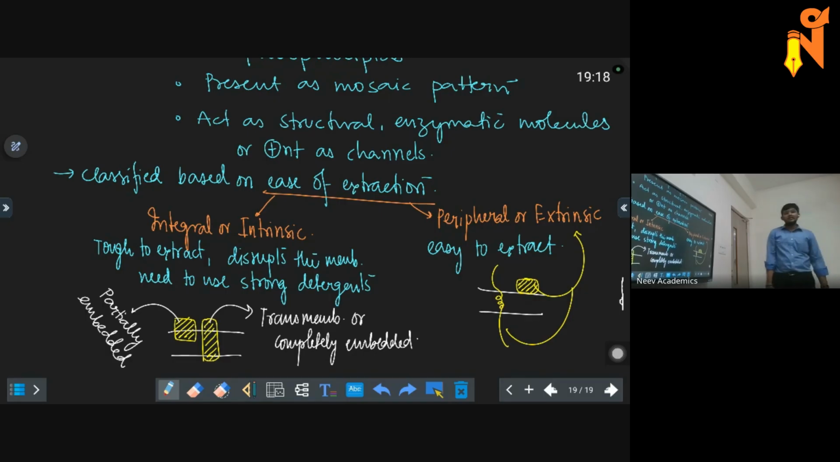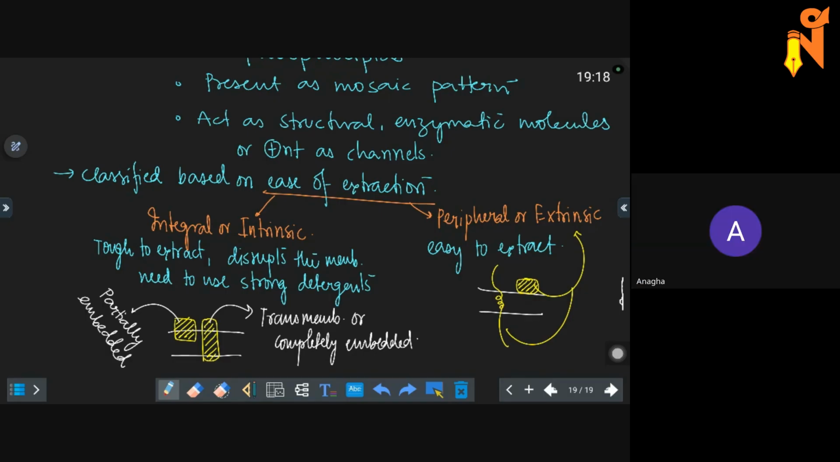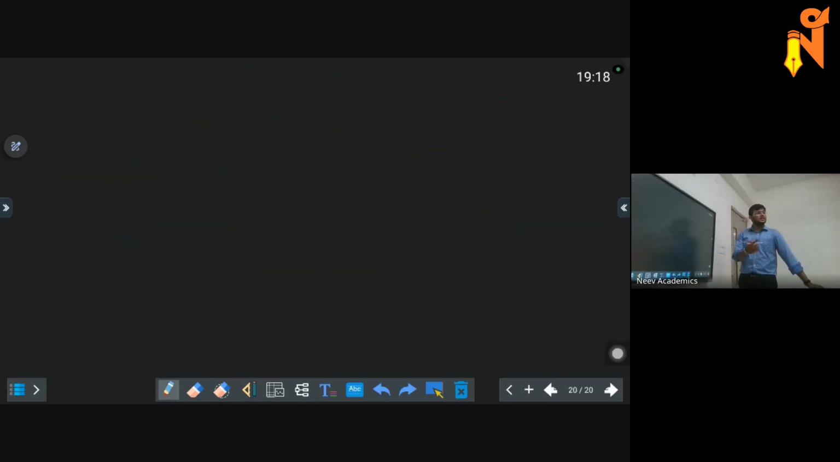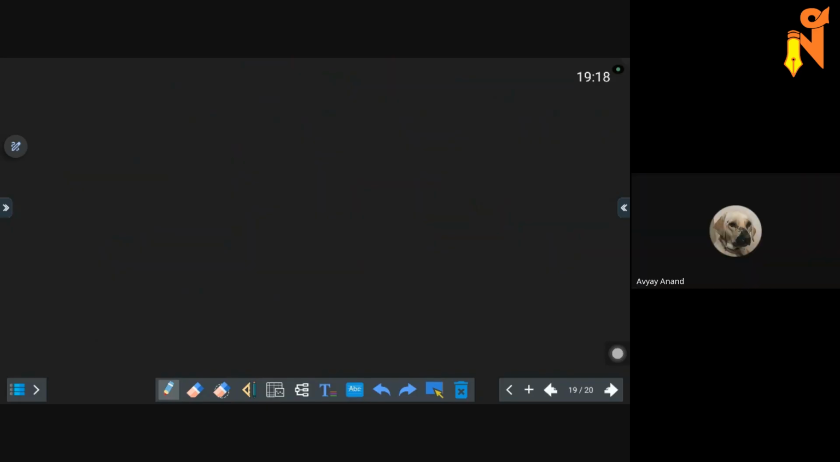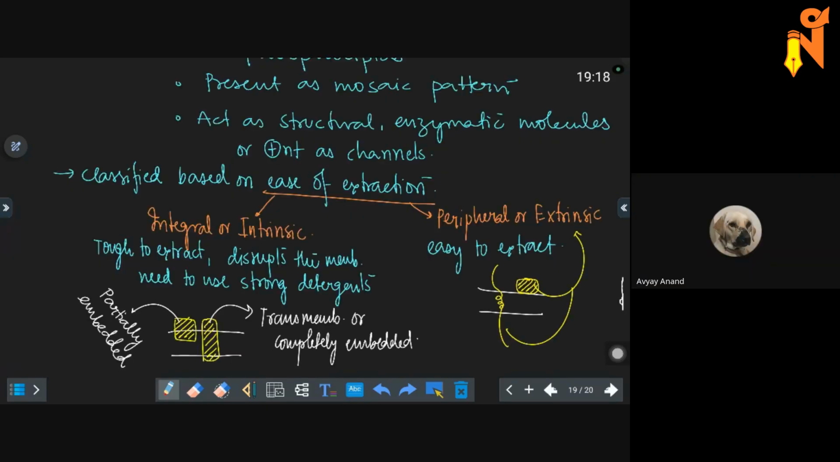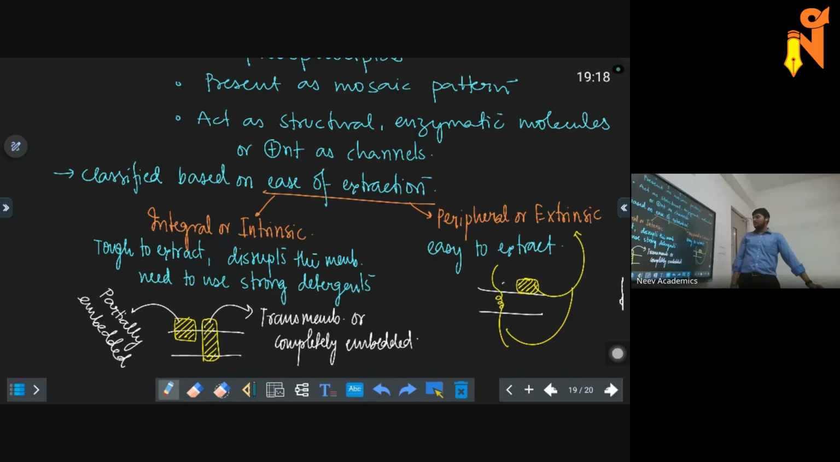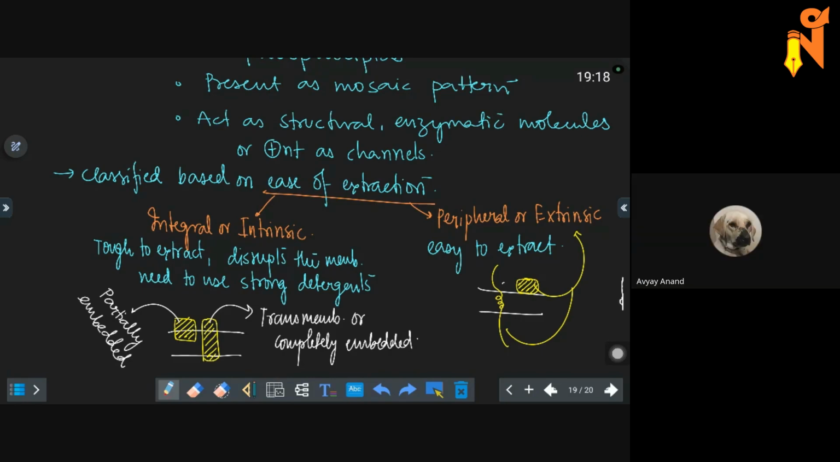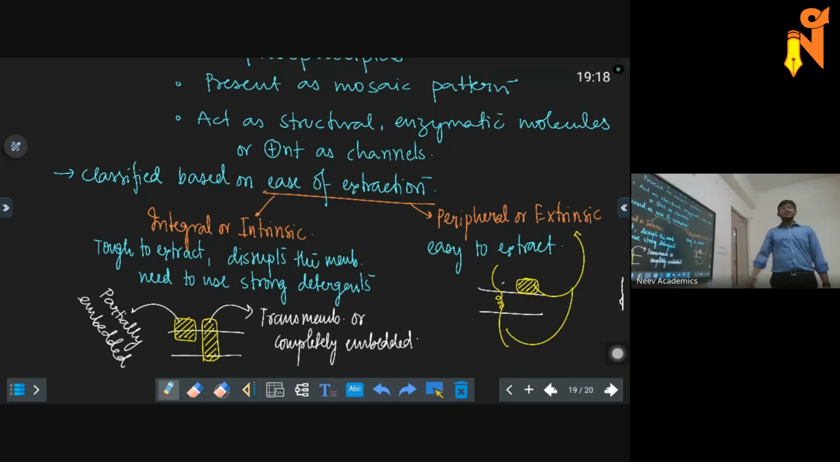Done everyone? Yes, sir. Okay. Sir, in the diagram, what is the second type of peripheral protein? This one. That is also a peripheral protein because it is easy to extract. That is going across the membrane, but it is easy to extract, so it becomes a peripheral protein. Okay, sir. This same structure is given in NCERT. Okay.